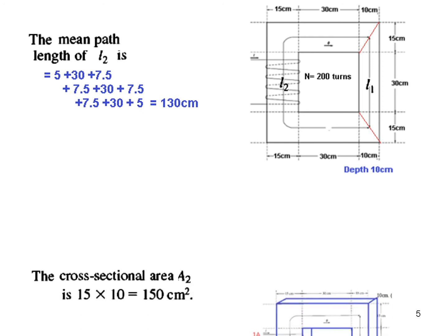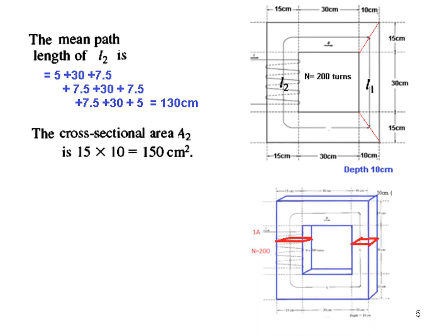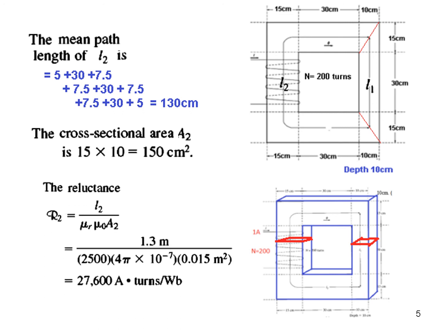Now the area of cross section here is different. It is 15 by 10. So 15 by 10 is 150 centimeters square. And now we will calculate reluctance R2, putting values in the formula the same way. So this is the reluctance R2.